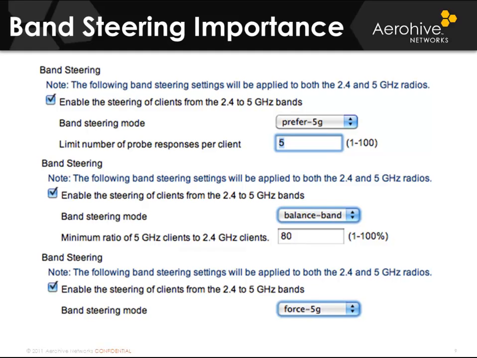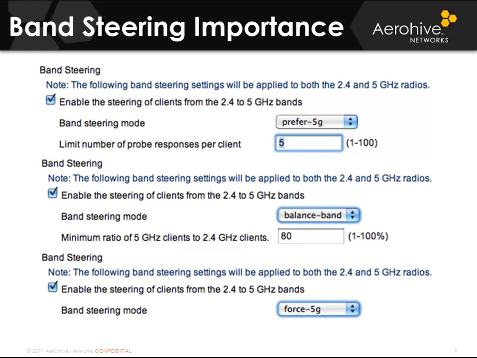This is a screenshot of the configuration for band steering. The band steering is going to be applied to both the 2.4 and 5 gigahertz radios. When you enable the band steering of clients, you can choose the steering mode. It can be prefer 5 gigahertz or encourage, and then you can limit the number of probe responses per client as well.